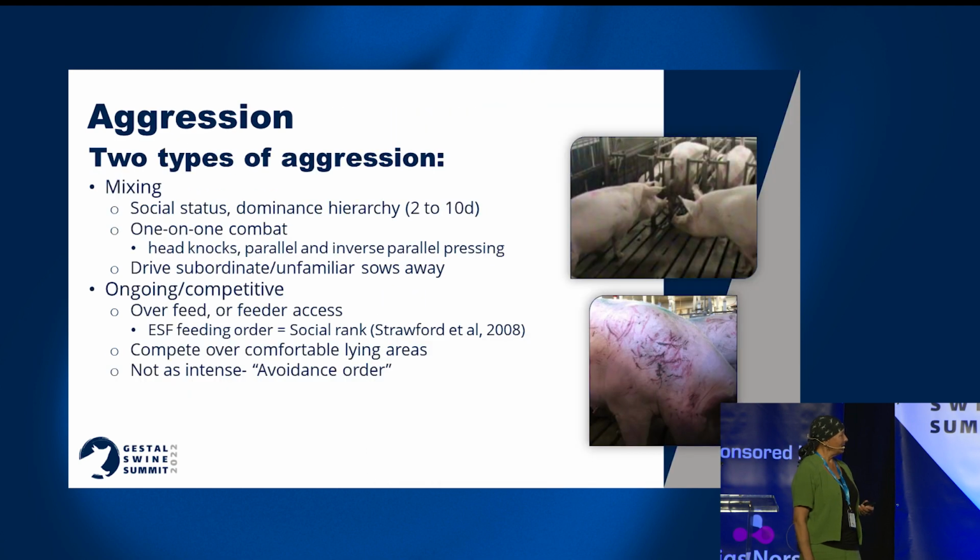So today I'm asked to speak about aggression. So we talk about it in two major areas, that initial mixing aggression, so sows establishing their social status, that dominance hierarchies. There's a range of figures out there of how long it takes them to set up a stable group, but Mays et al. paper said 2 to 10 days, but certainly, there can be some carryover. So this is typically that one-on-one combat, head knocks, parallel and inverse parallel pressing. We've all seen that, I'm sure.